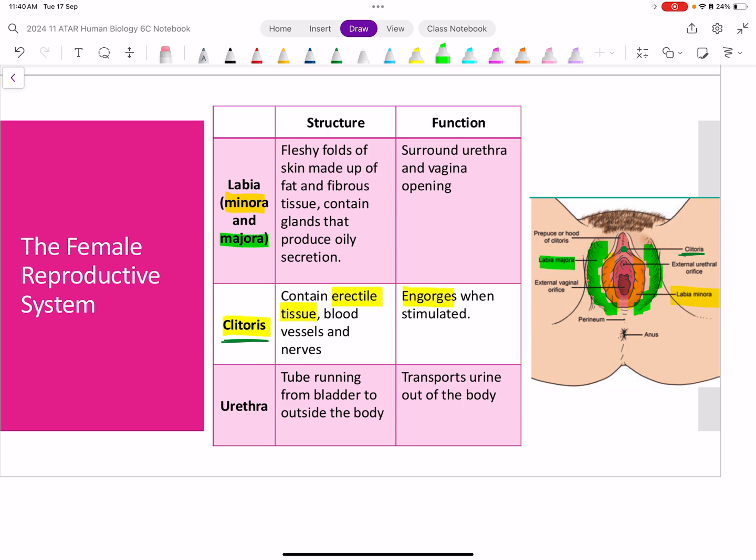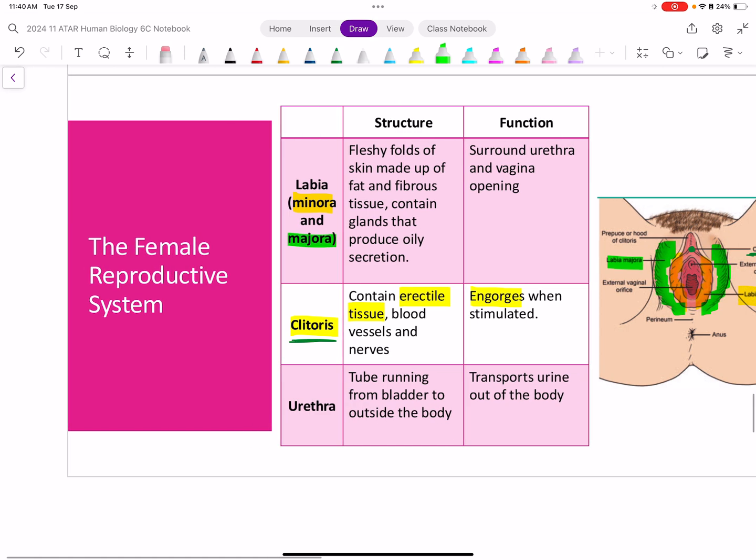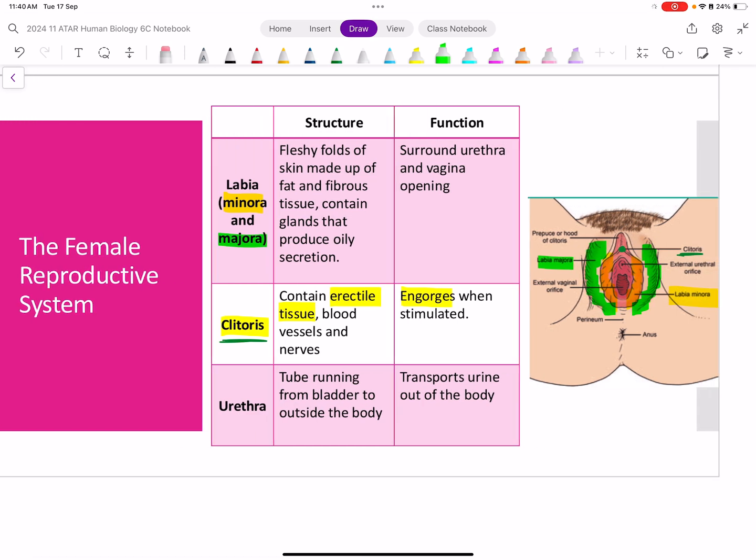Now, the final part is the urethra. Now, the urethra is not strictly a part of the female reproductive system. However, it is located in very close proximity. So I'll highlight the urethral orifice here, the little urethra being this blue component here, and this is very simply what is responsible for transporting urine out of the female body.